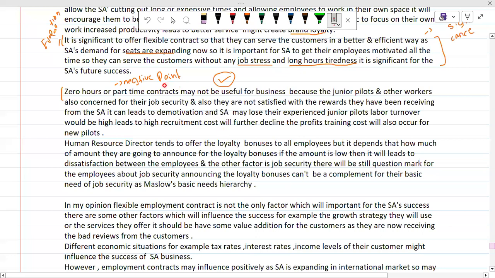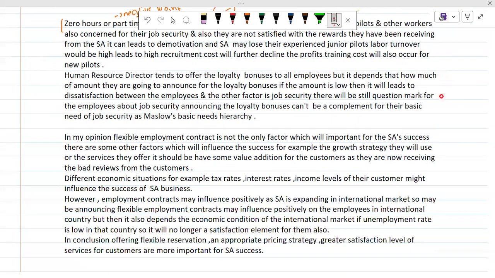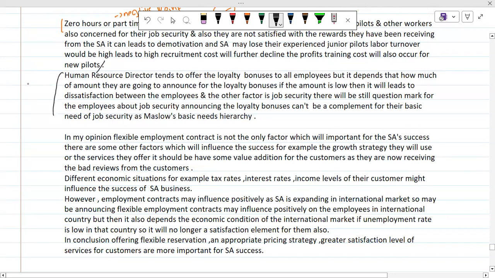Okay, so the human resource director tends to offer loyalty bonuses to all employees, but this is my evaluation point. I just finished the analysis point here, so from this I am writing the evaluation point. HR director tends to offer the loyalty bonuses to all employees, but it depends.